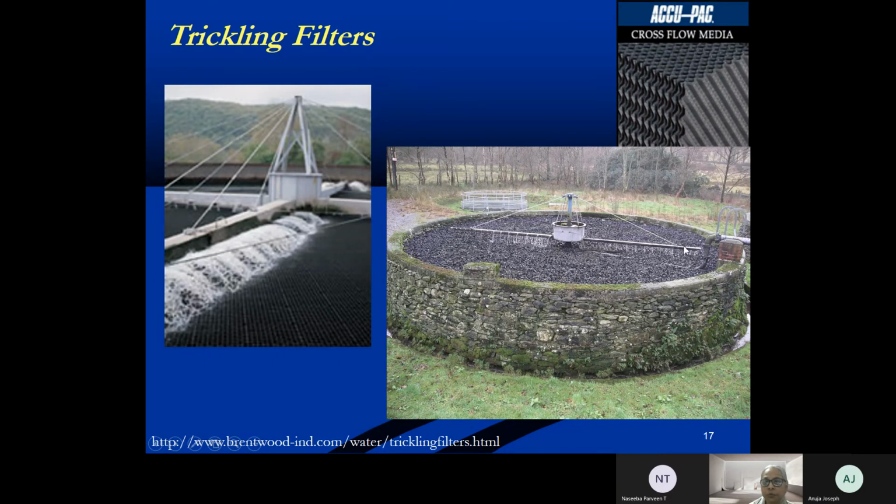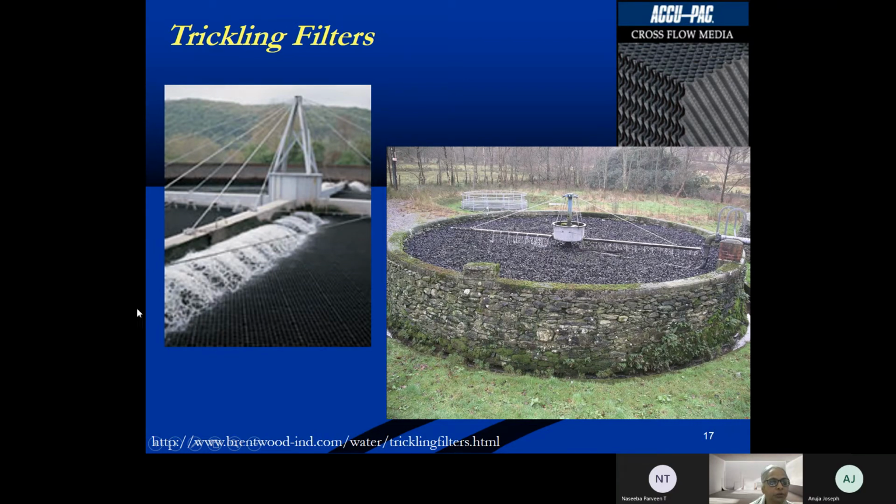This is what are called the sprinkler arms, and the sprinkler arms have nozzles pointing in opposite directions. So as the sprinkler is rotating, you get this distribution of water over the entire surface area of the trickling filter. On the right is an old trickling filter, and on the left is a biofilter. And these biofilters are very tall compared to the old rock and stone type filters. These are all plastic media.